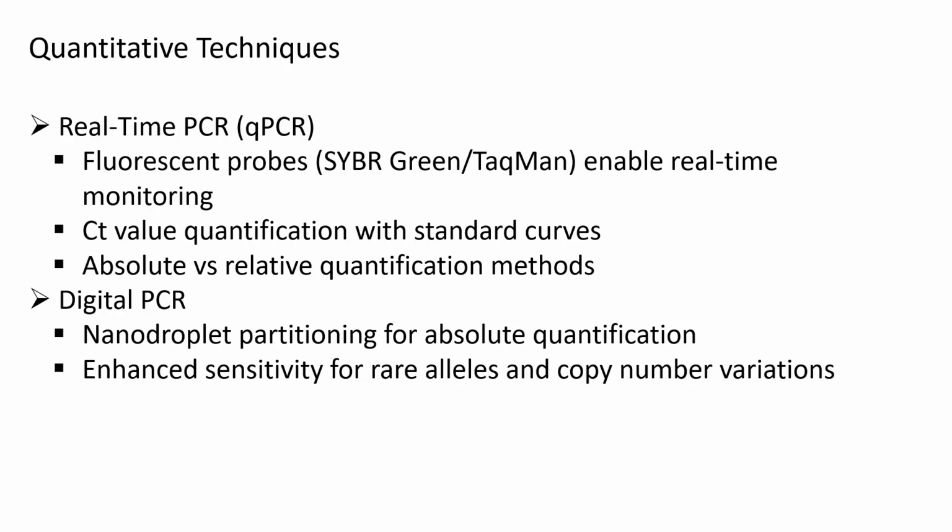In digital PCR you partition or divide your sample into droplets and then do the quantification. You can count the number of droplets giving a positive signal. This essentially works with a Poisson distribution, and you can correlate it with the final concentration of the sample. So in this you have enhanced sensitivity for rare alleles and copy number variations.